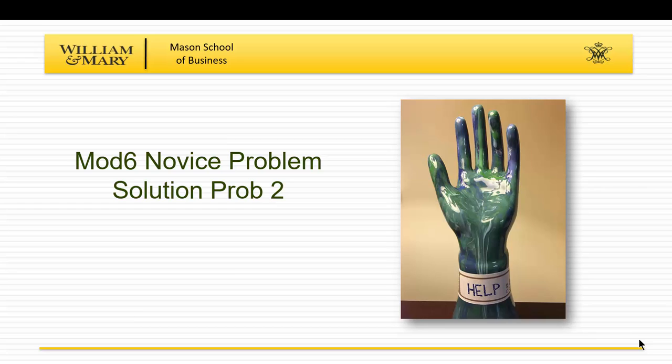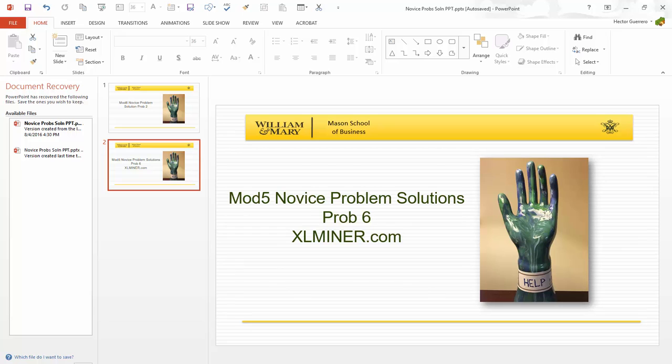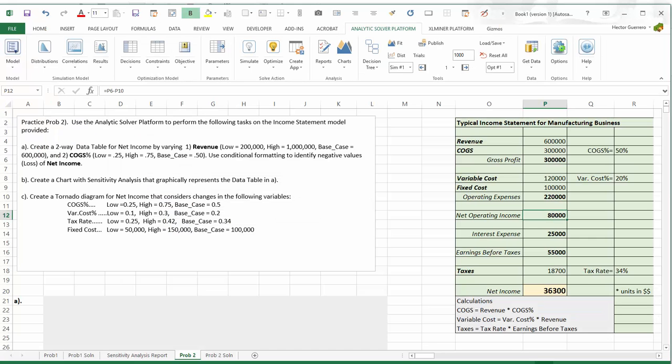We're in Module 6 of the novice problems, and we're looking at problem number 2. Problem number 2 is about using the Analytic Solver Platform for sensitivity analysis and models. So let's see how we would do that. Let's go to problem 2.